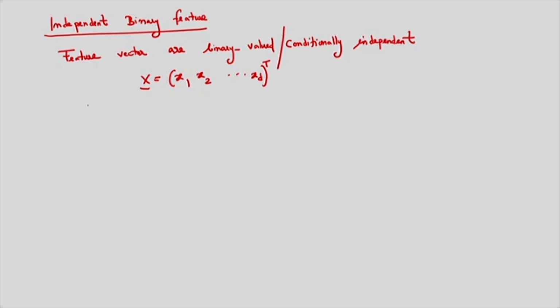So this actually is the concept of the naive Bayes classifier. This is the concept of the naive Bayes classifier. So we are considering the feature vector components are binary valued and conditionally independent. So now let us consider a two-class problem. Two-class problem we are considering now.